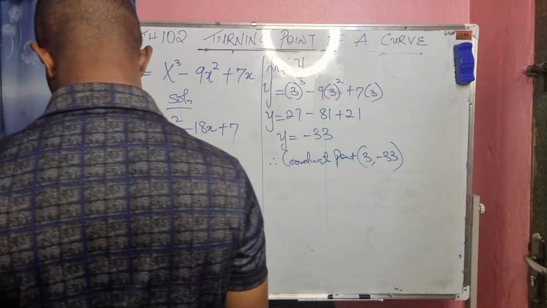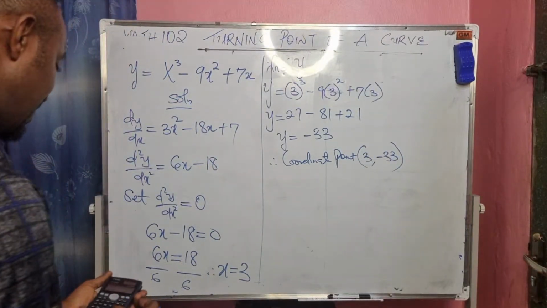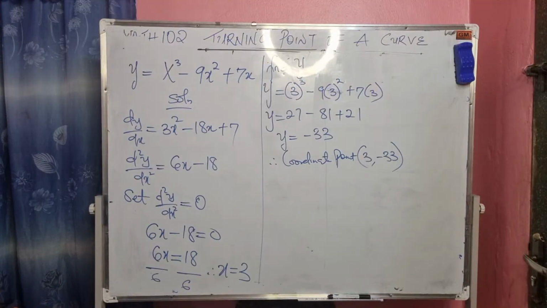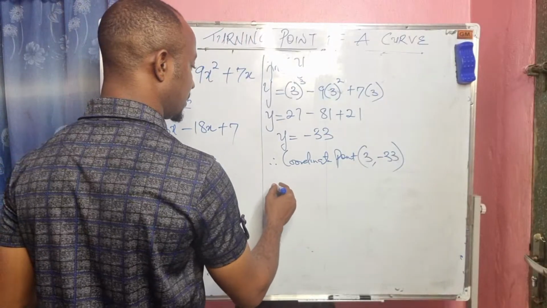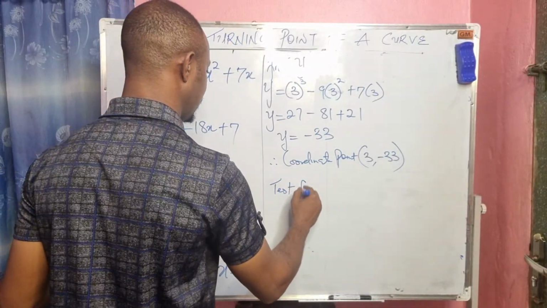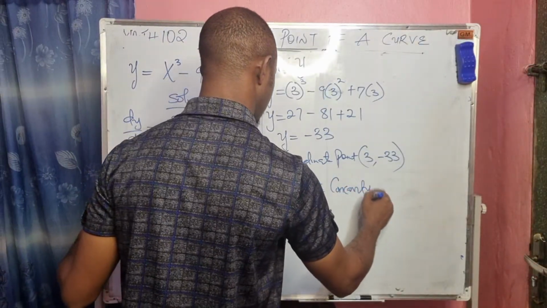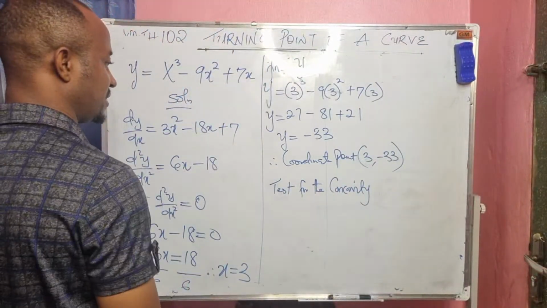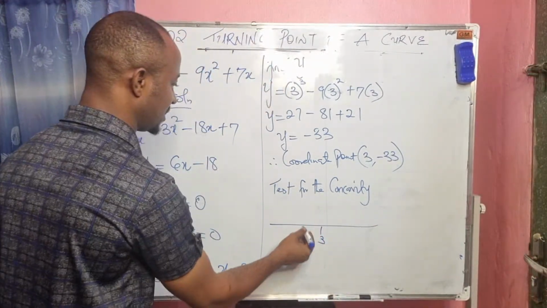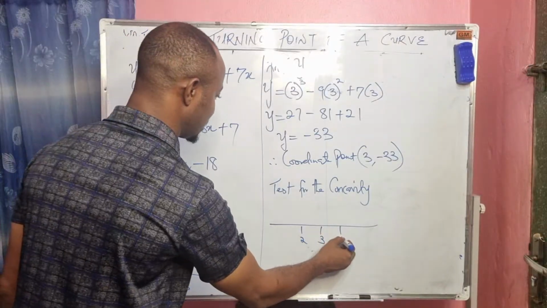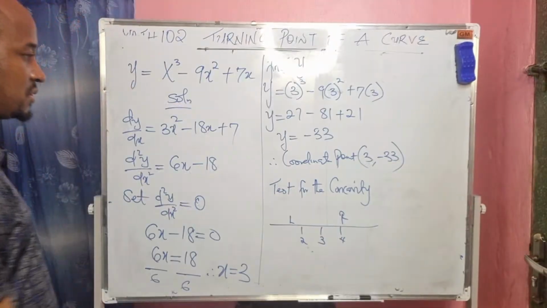So let's verify. Let's verify the concavity test for the concavity, right? Let's verify this. The value of x here is 3. Let's bring out 3. To the left is 2. To the right is 4, right? Here we have left, and we have right.